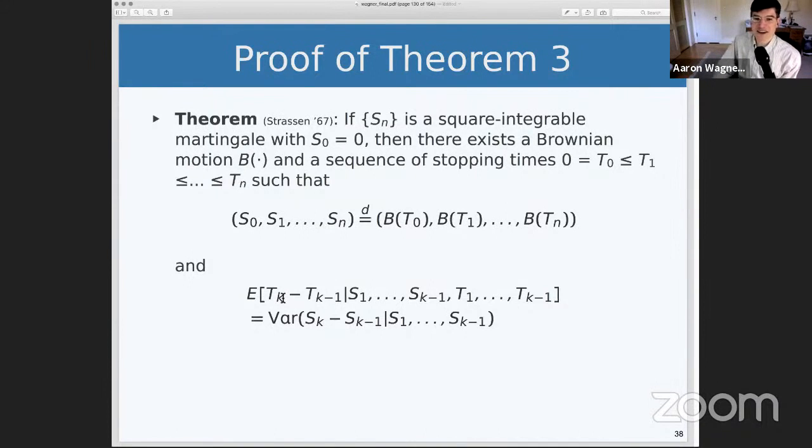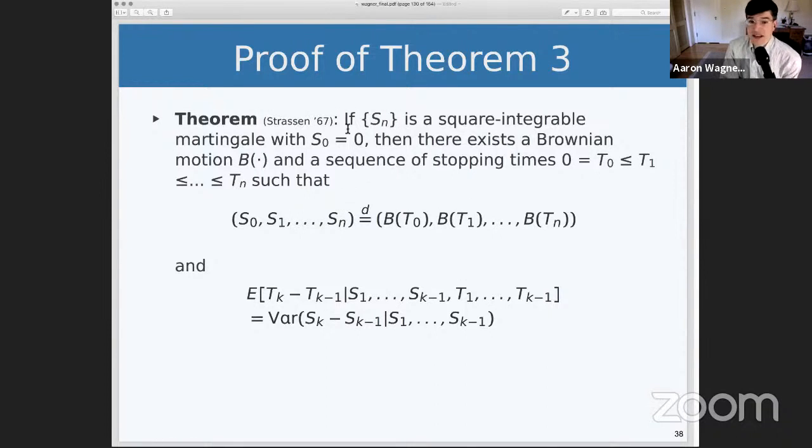Okay, so in an unrelated paper a few years later, Strawson proved this martingale embedding result. Okay, so here's the statement. If S is a square integrable martingale starting at 0, then you can couple it to a Brownian motion with stopping times, so that the Brownian motion evaluated at the stopping times is equal in distribution to the martingale. Okay, so any discrete time random walk, if you will, any square integrable martingale can be viewed as a Brownian motion stopped at various stopping times.